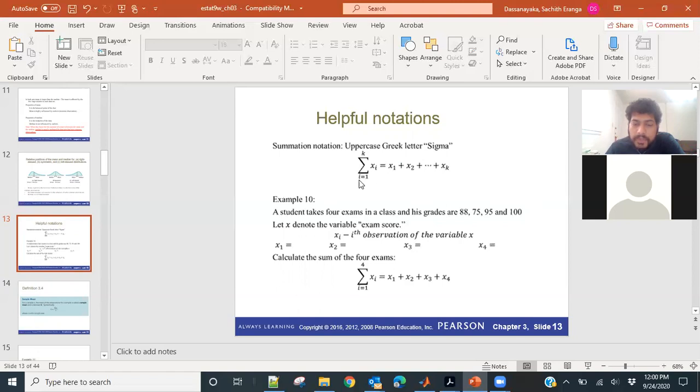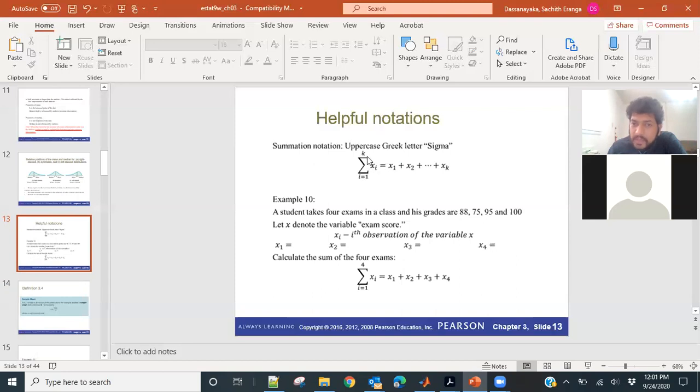Below here, i equals 1 means the variable, where the summation goes from 1. This is the starting value, 1. On top of that, k means the highest value, the maximum value you can reach. i goes from 1 to k. Here it's k, so 1 to k.